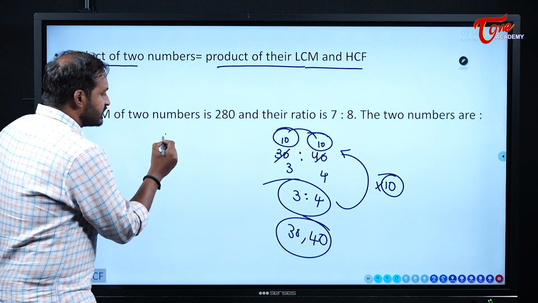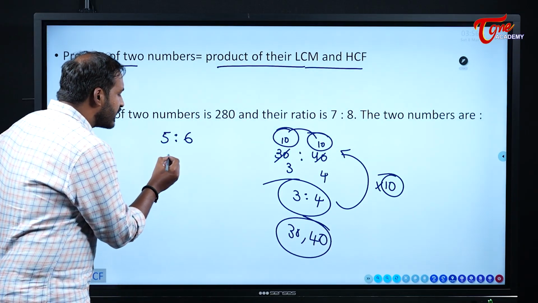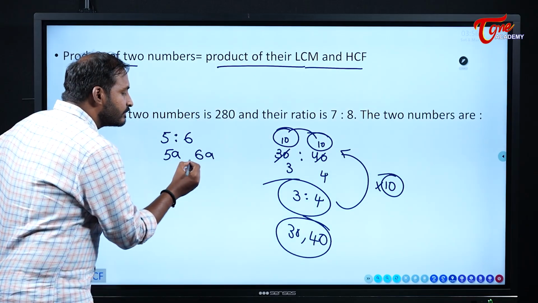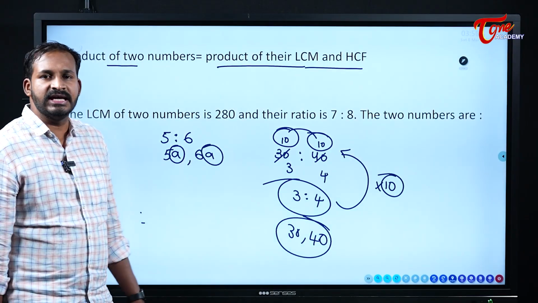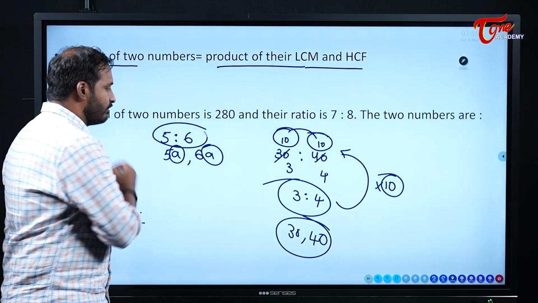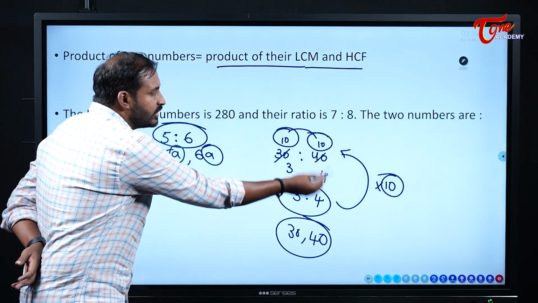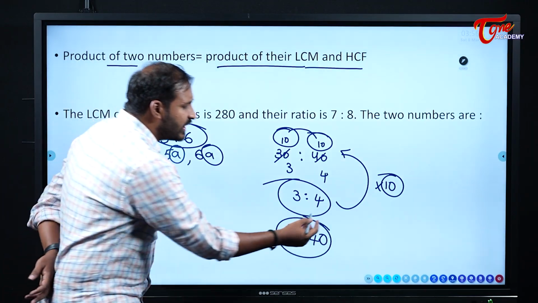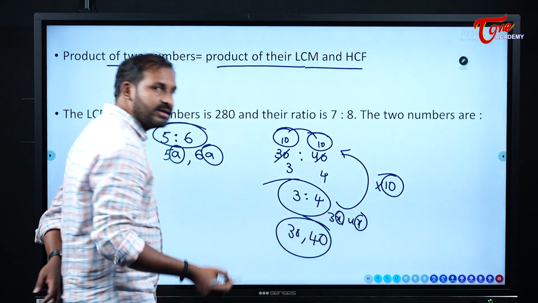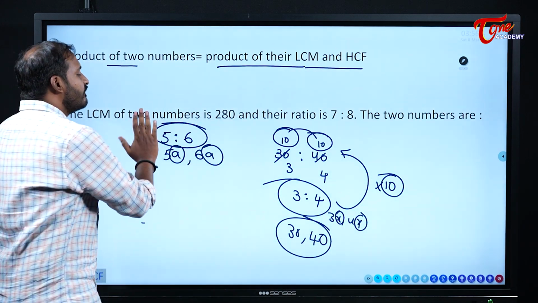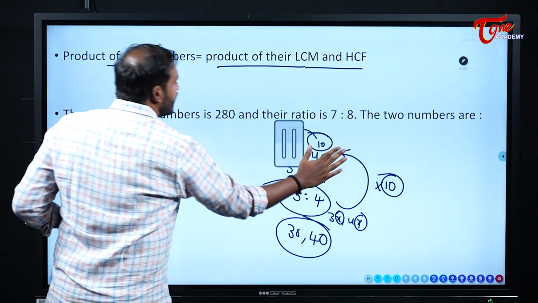Next, if I say that two numbers are in the ratio of 5:6, then you can write them as 5a and 6a. Usually we do it this way. If you observe, this a is nothing but the HCF of these two numbers. Similarly, with 3:4, to restore it we multiply by 10, which is the HCF. Whenever you write two numbers as a ratio, you cancel them with their HCF.